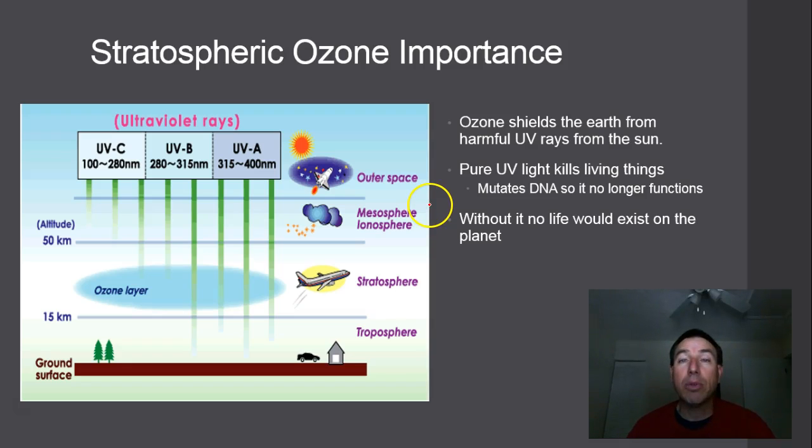Now we have to remember that the ozone layer is important because it protects us from the harmful UV rays of the sun. The sun puts out three different types of UV radiation: UVA, B, and C. And UVA and B are the most powerful and most damaging types of solar radiation. And the ozone layer thankfully protects us from these harmful rays. These harmful rays would otherwise mutate DNA. They would eventually kill all life on the planet. And without the ozone layer, there would be no life on the planet. So the ozone layer in this area filters out all these harmful UV rays that come in, so we don't get it down at the troposphere where we live.